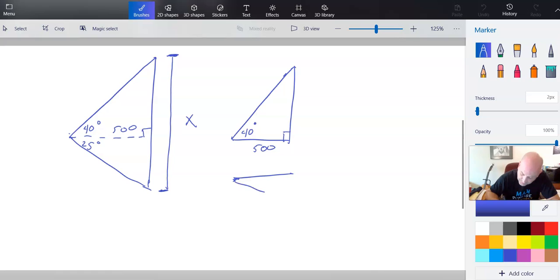Let's see if I can draw this one okay. Right? This is 500. That's a right angle. And this is 25 degrees. Right? So we have two triangles.